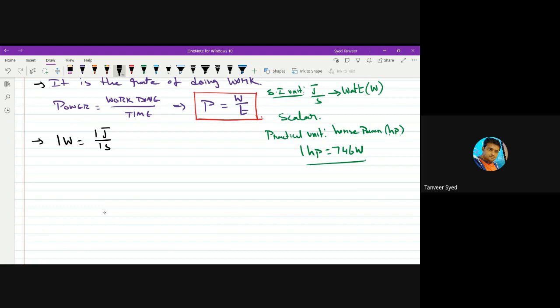Suppose you are purchasing a 60 watt electric bulb. That means if you are using that bulb, then that bulb will consume 60 joule of energy every second. What energy is it consuming? Electrical energy. The bulb will consume 60 joule of electrical energy every second. Then its power rating is 60 watt. If you are purchasing a 9 watt bulb, it will be taking only 9 joule of energy in 1 second. That's what we mean by power rating.